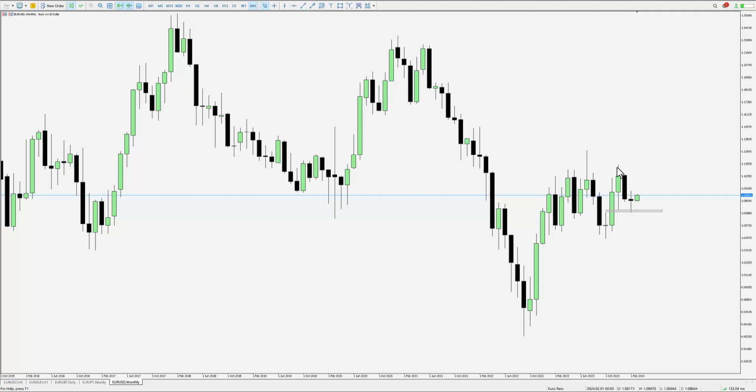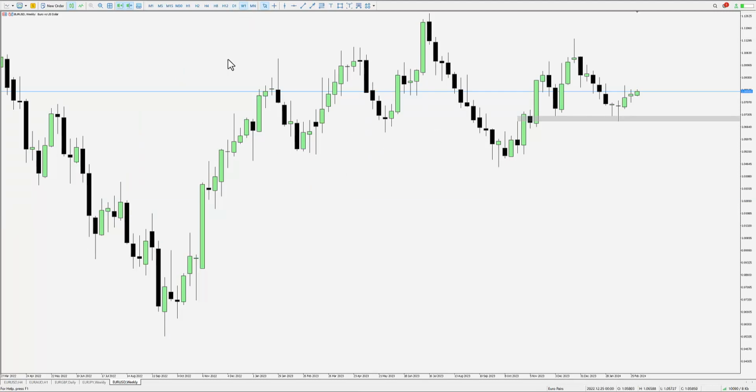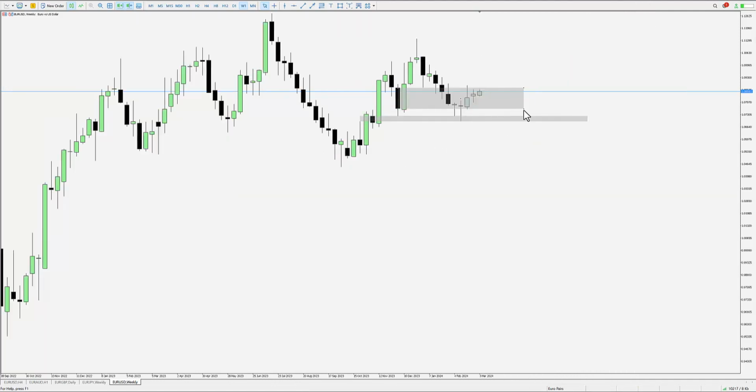I'm expecting price to push through, break above and continue going to the upside on Euro USD. When you go to the weekly chart on Euro USD, you can see right now price is in discount, and it hasn't moved to the upside yet. So longs are ideal on Euro USD.